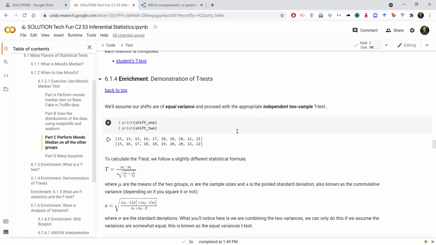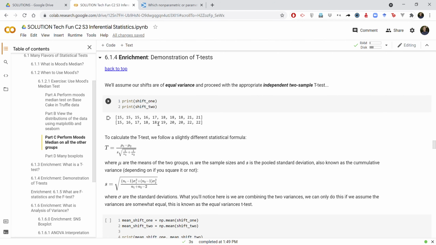We'll skip over this demonstration of t-tests for this notebook, but feel free to walk yourself through it if you are interested. And again, it's the same idea as Mood's median. We have two different samples, and we want to affirm or disaffirm that they are drawn from the same distribution. And we just use the appropriate t-test for that question.